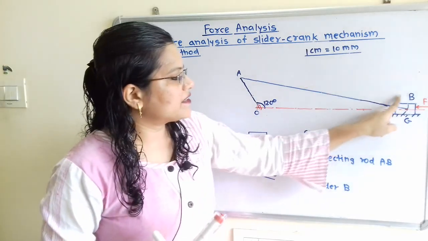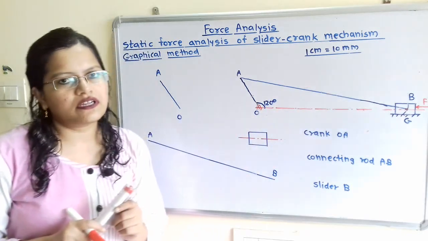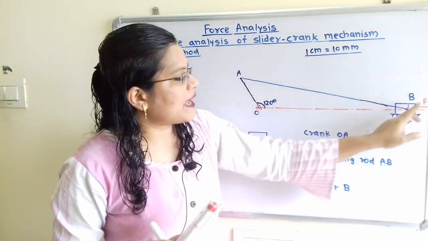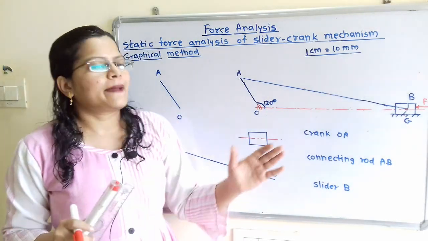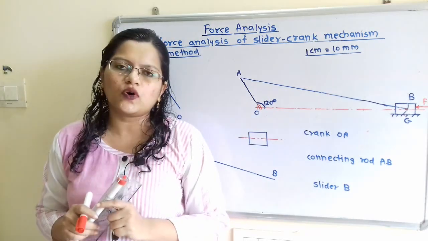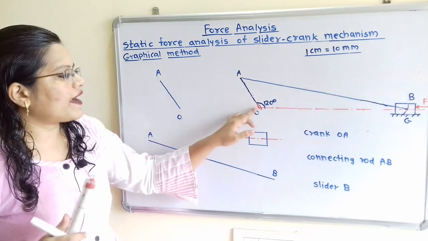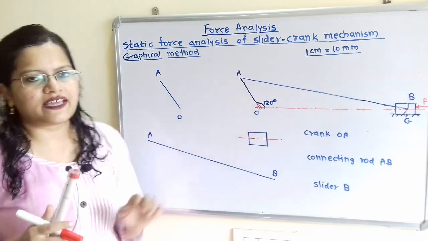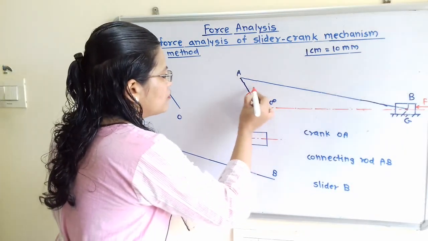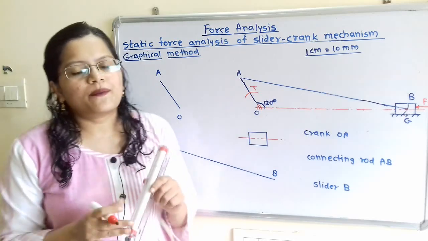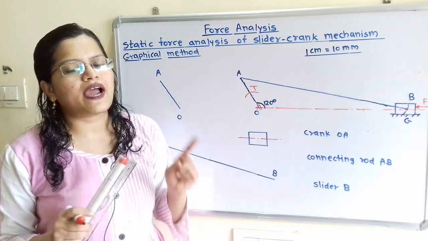At this point B there is the slider, and the slider is reciprocating along this horizontal line. Now force F is applied on this slider, and because of the applied force F, this mechanism tries to displace from its original position. To bring the system into equilibrium, we have to find the torque to be applied on this crank OA. So we have to find the magnitude as well as the direction of this torque T.